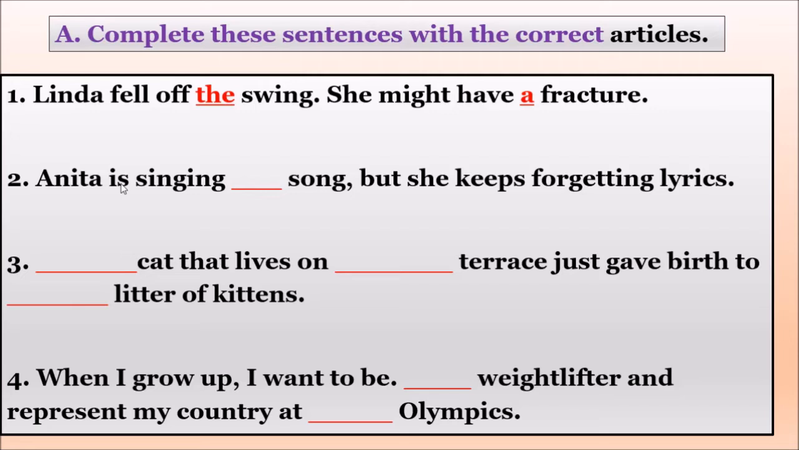For the second one, just note the answer with me, guys. Anita is singing dash song. Song is a common thing. The first letter is a consonant. So which will come, a or an? A. Anita is singing a song, but she keeps forgetting the lyrics. Anita is singing a song from a group of songs, so there are many songs. When she is talking about one song, here a will be used. So Anita is singing a song but she keeps forgetting the lyrics.